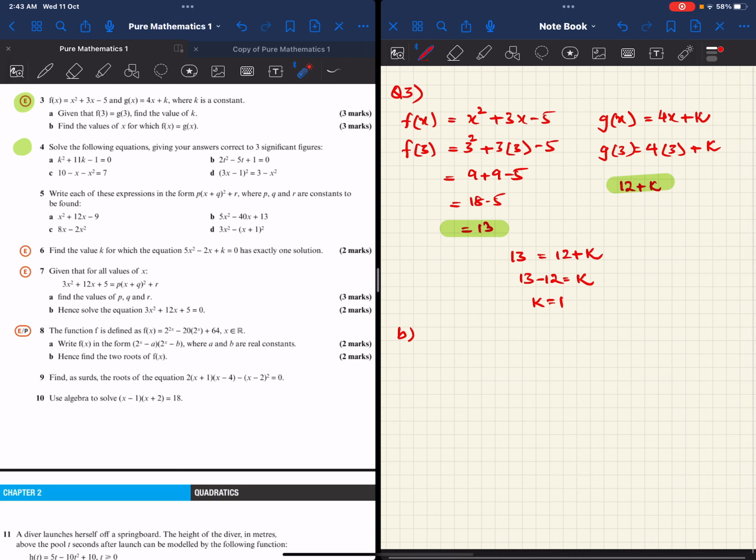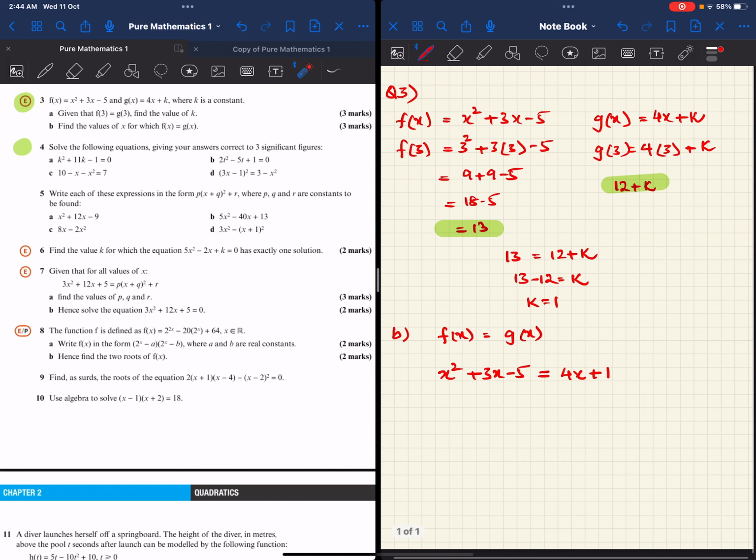Part B, we have find the value of x for which f of x is equal to g of x. So f of x is x squared plus 3x minus 5. That is to be equated to g of x, which is 4x. Now we know the value of k, so we'll write 1. So x squared plus 3x minus 5 minus 4x minus 1 is equal to 0. We have x squared minus x minus 6 is equal to 0.